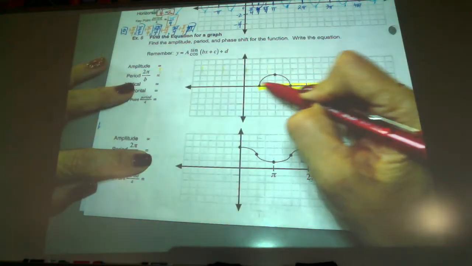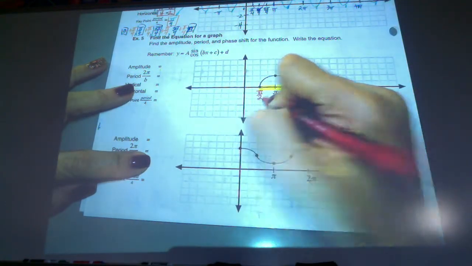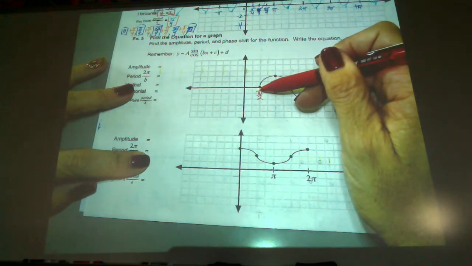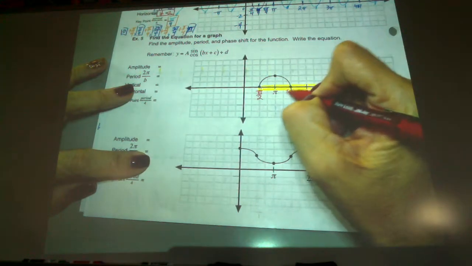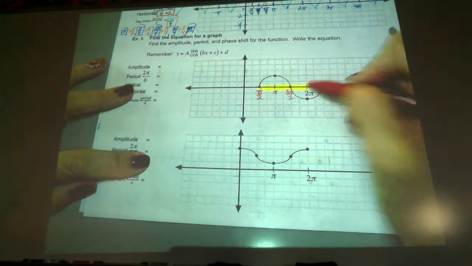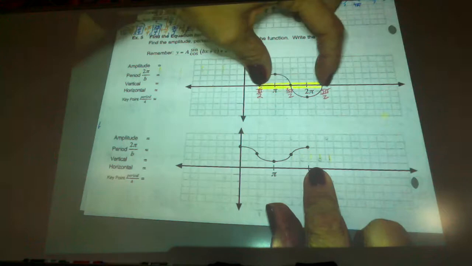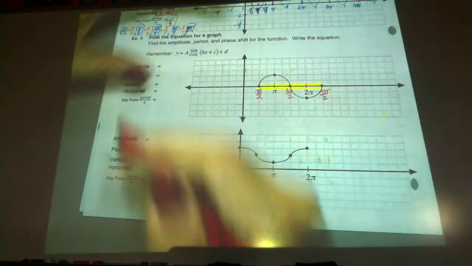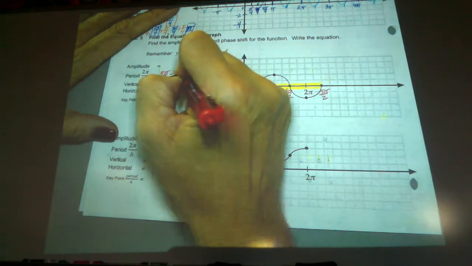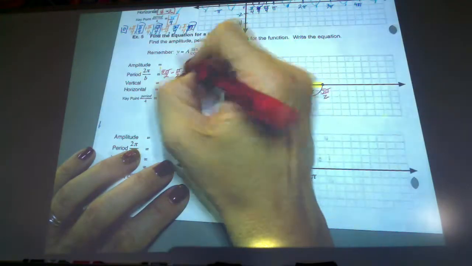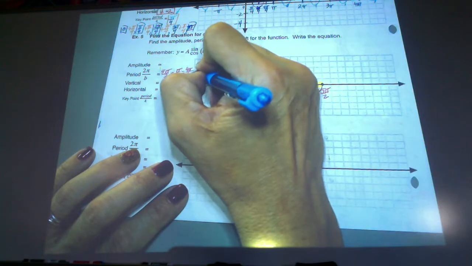If this is pi and this is 0, what's this point here? Pi over 2, right? So this is 1 pi over 2, 2 pi over 2. What's this one? 3 pi over 2, 4 pi over 2. So what's this one? 5 pi over 2. So if I took 5 pi over 2 and I subtracted pi over 2, so let's find our period, 5 pi over 2, and I subtracted pi over 2. What do I get? 4 pi over 2, which equals 2 pi.